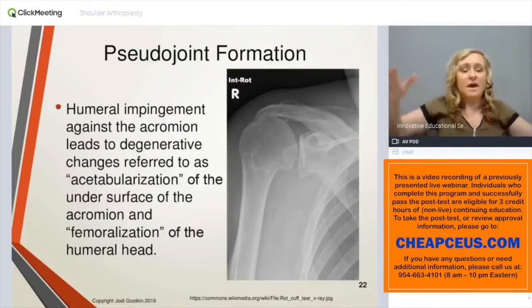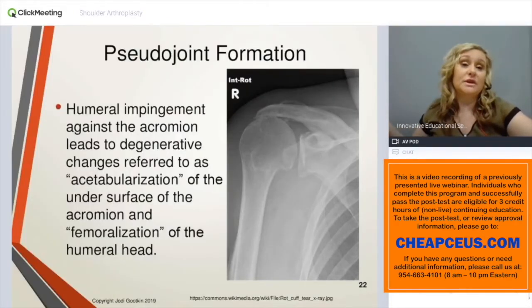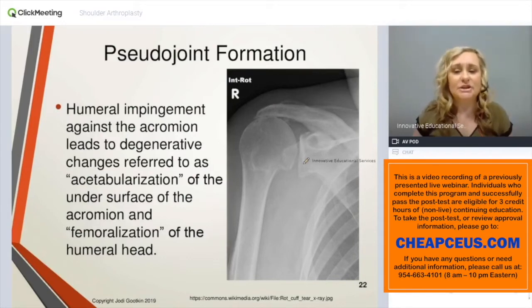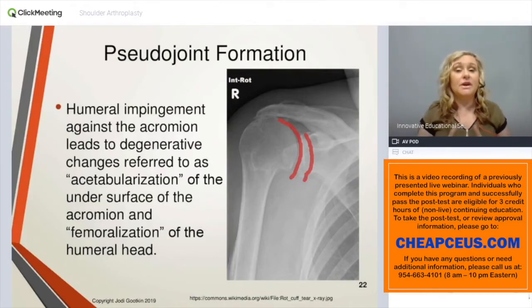What happens over time, every time that individual continues to utilize their upper extremity for functional tasks, is actually a pseudo joint formation. So this scan is actually an individual. The red lines I'm drawing are the articulations that should be congruent of the humeral head and the glenoid fossa. We can see there's a significant superior translation of that humeral head.